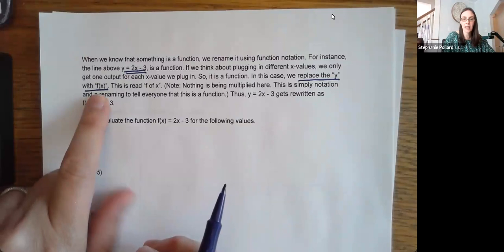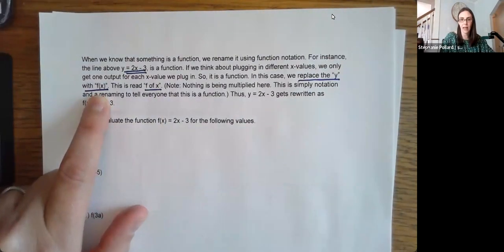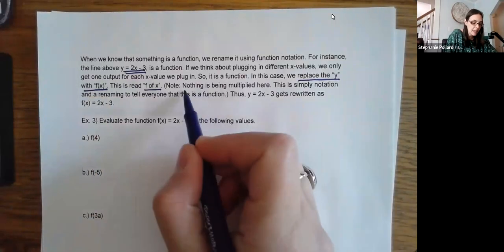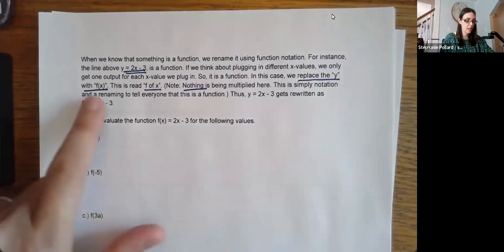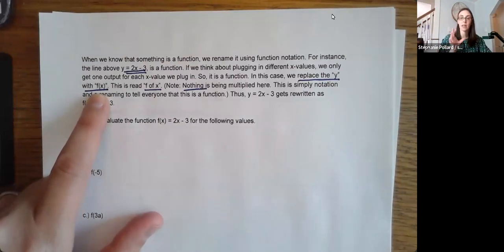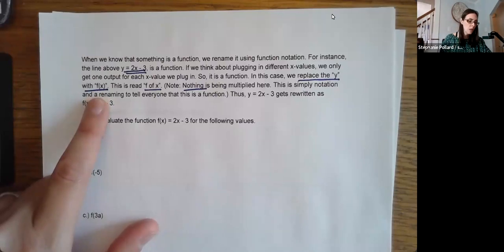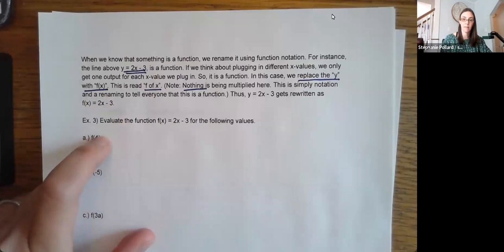Now, f parentheses x is read as f of x. That's how we say that. Nothing is being multiplied. This is the biggest mistake students make: they see this notation, we all know parentheses mean multiplication, and they start multiplying everything by x. That is not what this means. This is definitions, right? This is just a notation. So this is simply notation and renaming to tell everybody that, hey, this is a function.